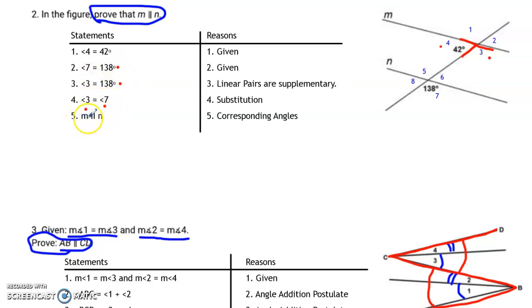The last step is to say that line M is parallel to line N. I know that they're parallel because of corresponding angles. So this is a sort of a backwards way of using the corresponding angles theorem. As long as these two angles, I think it was this angle here, and then this angle here, as long as those two angles are congruent to each other, that means that they are corresponding angles. That means that these two lines are parallel.